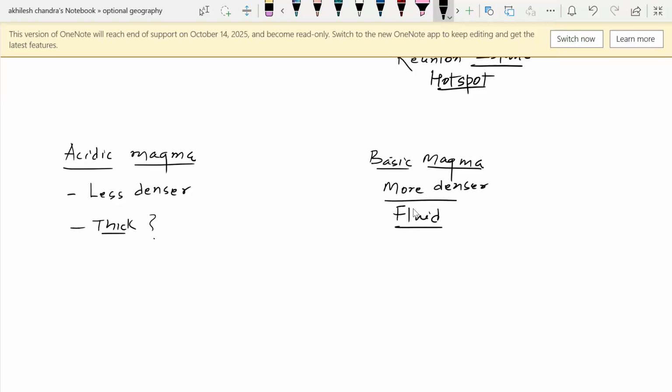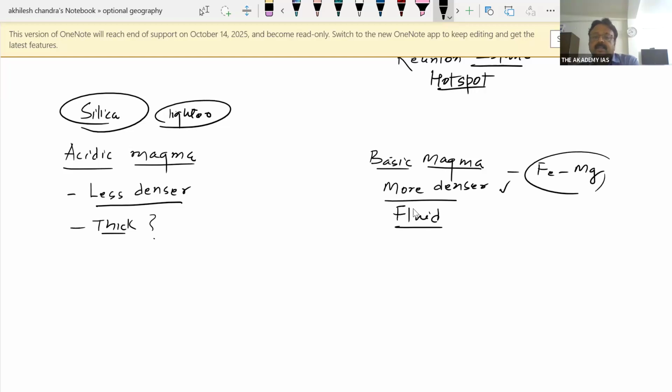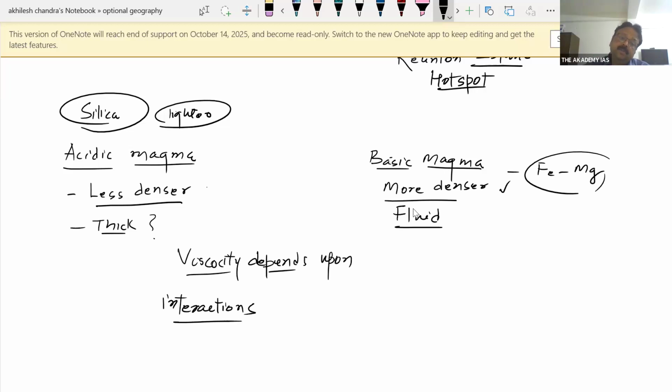Yes, sir. Density is because of the chemical composition. Acidic magma is more made up of silica. Silica is lighter, and due to it, the density is less. Basic magma, here we have more ferromagnesia. That's why it is heavier, that's why it is denser. But fluidity or viscosity is not at all depending upon the density of the matter. Viscosity depends upon interactions between the different layer of the liquid.